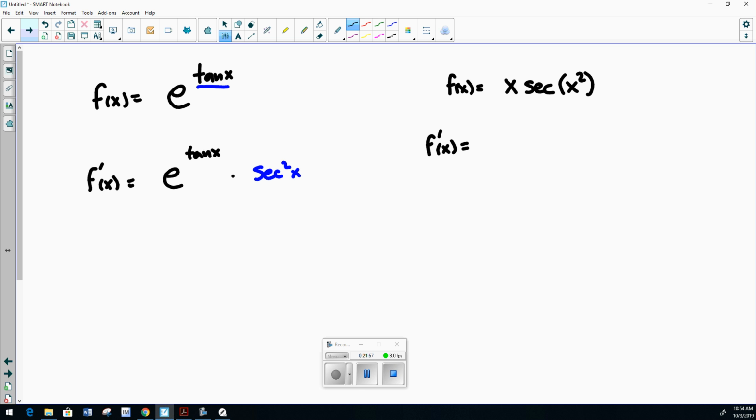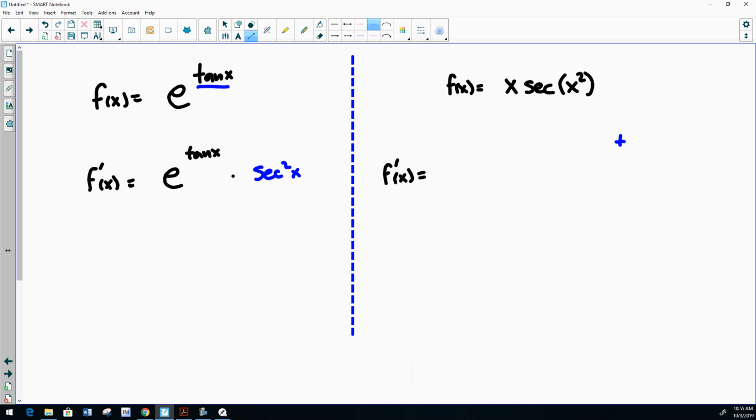Okay, here we go. It should be first, derivative of the second. The derivative of secant is secant tangent times the chain rule. So the derivative of x squared is 2x. I guess I'm using the color blue today for chain rule. The 2x right there. So that's the first, derivative of the second, plus the second, derivative of the first.